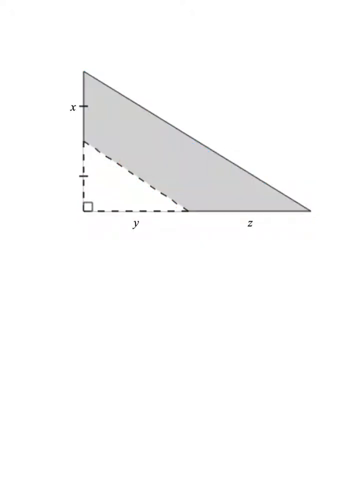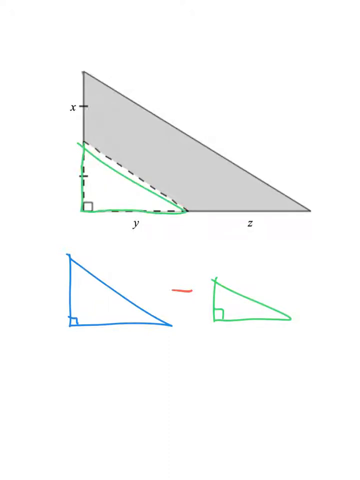I'm going to start again by drawing out 2 pictures. So I'm going to start with a blue triangle, and that is going to represent my larger triangle there. And I'm going to subtract out my smaller triangle in green. And to show that, I'm going to trace this one in green, and I'm going to trace this one in blue. So it's blue triangle minus green triangle.